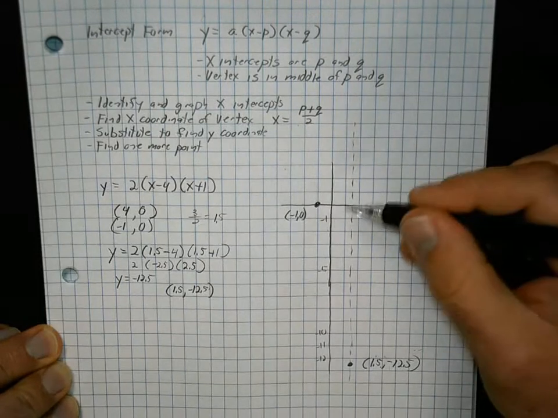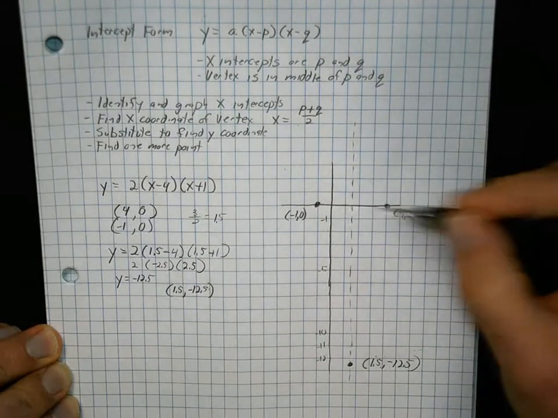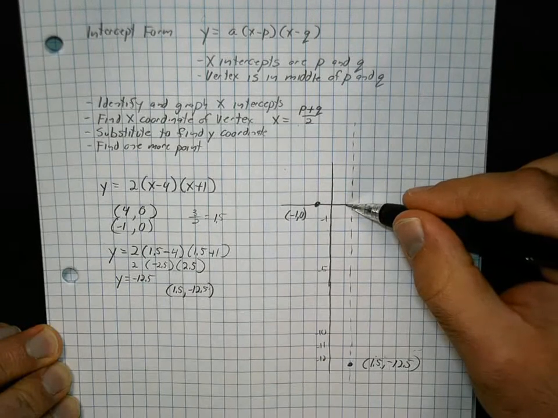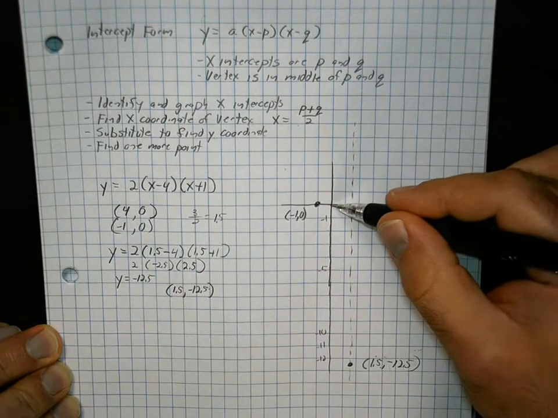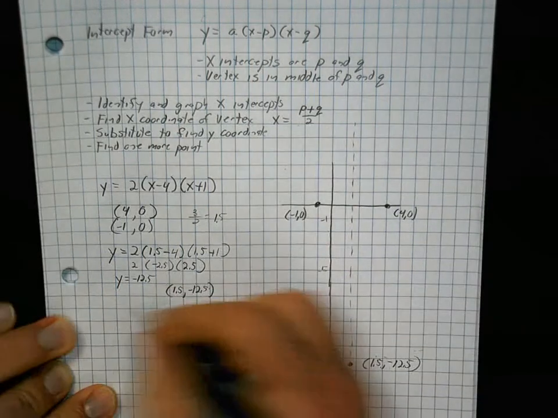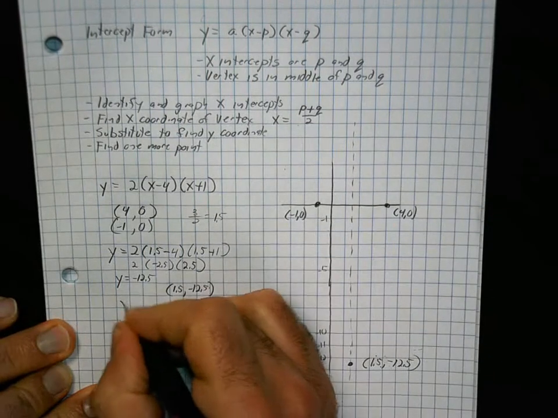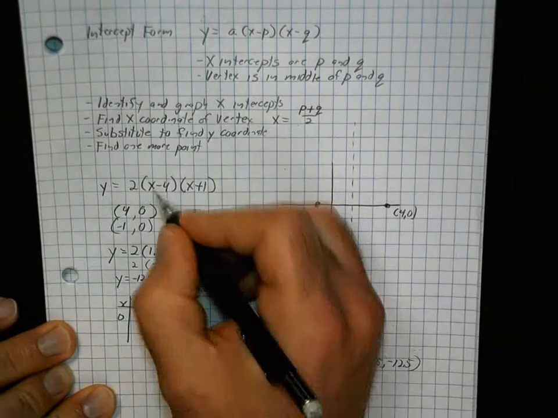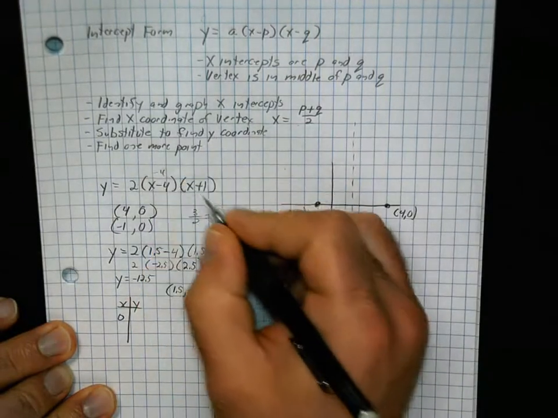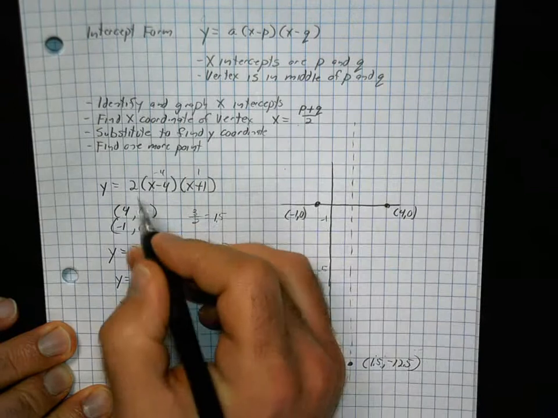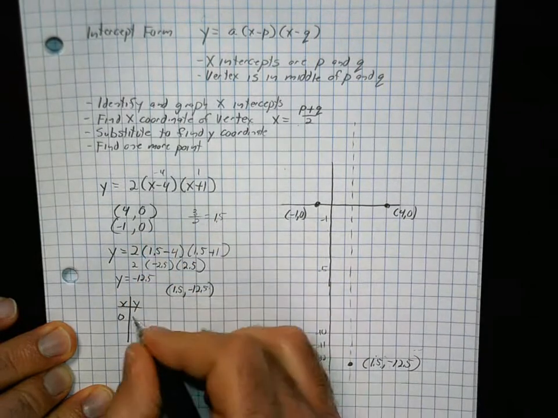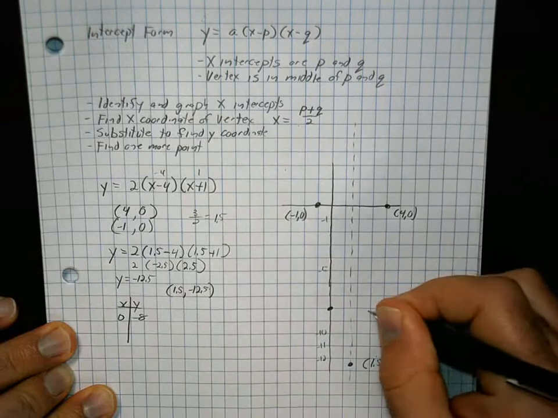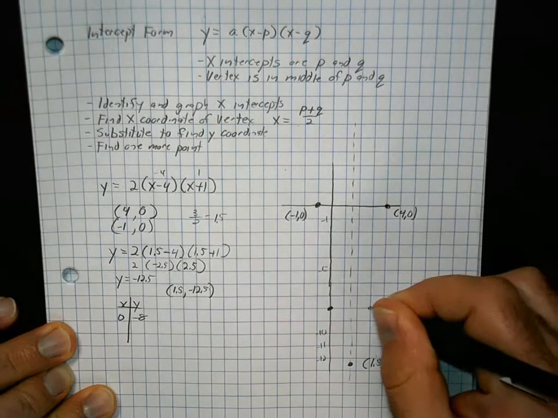We could find one more point, so we can plug something in, maybe in between. I could even substitute 0 in if I wanted to. So make a little table. Let's try 0. If I substitute 0, I get negative 4. 0 plus 1 is 1. I get negative 8. 0 is negative 8.